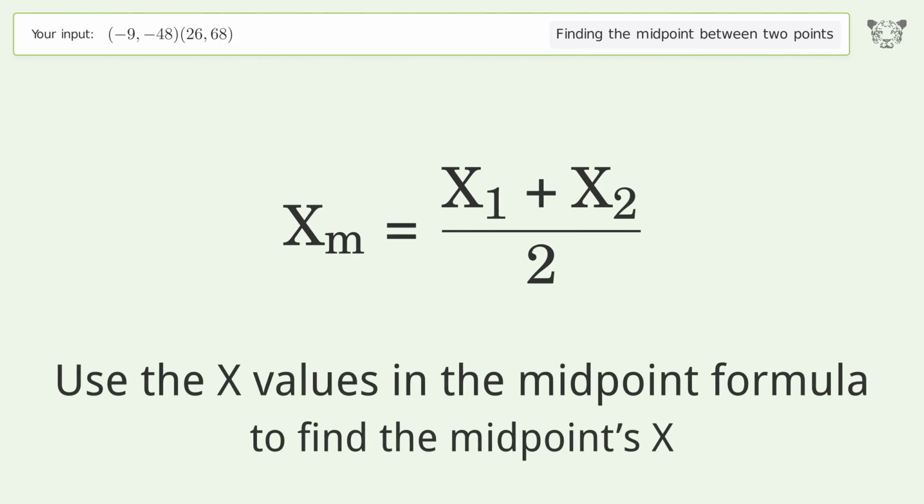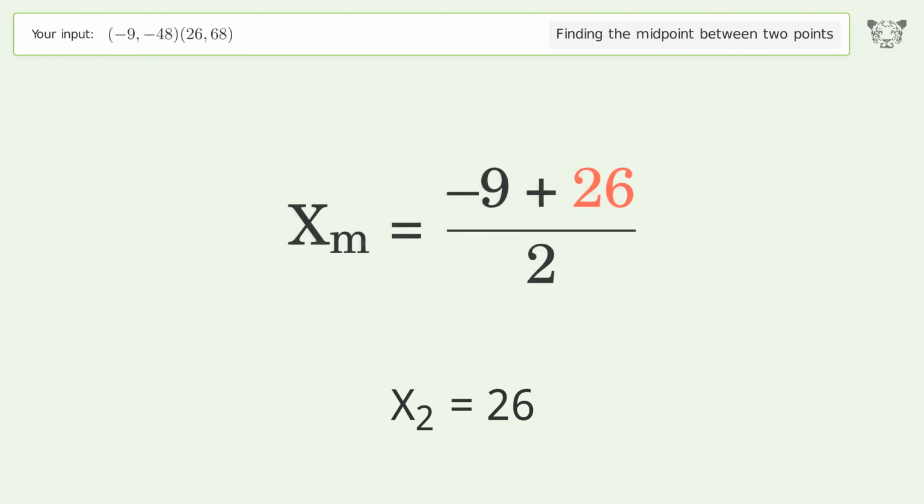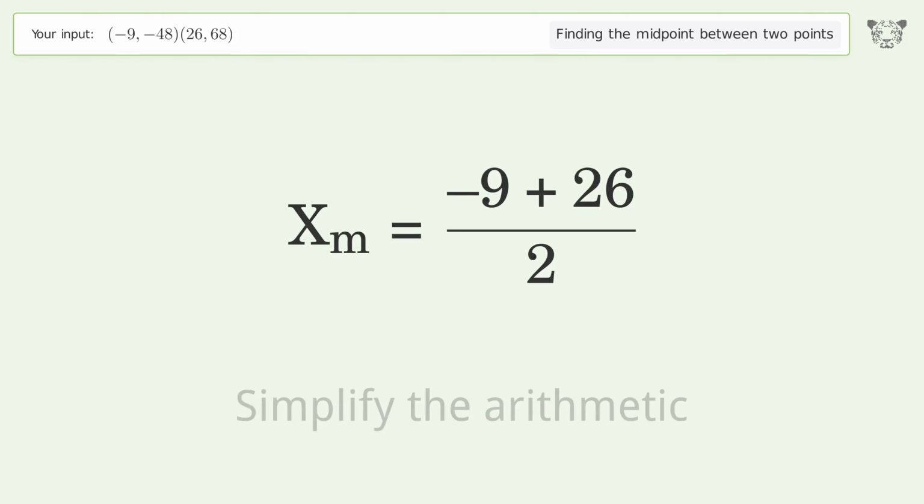Use the x values in the midpoint formula to find the midpoint's x. x1 equals -9. x2 equals 26. Simplify the arithmetic.